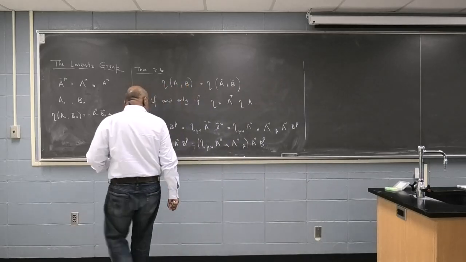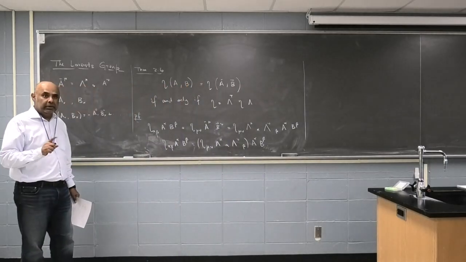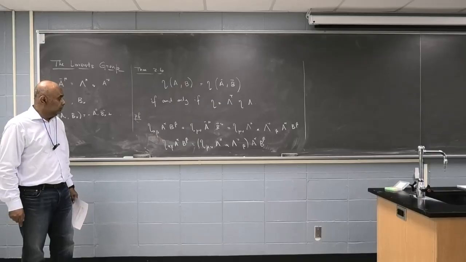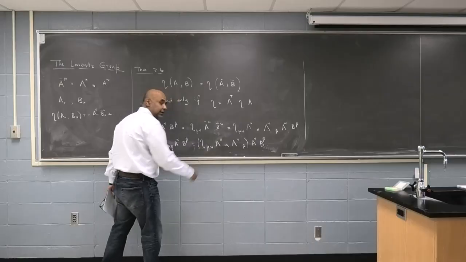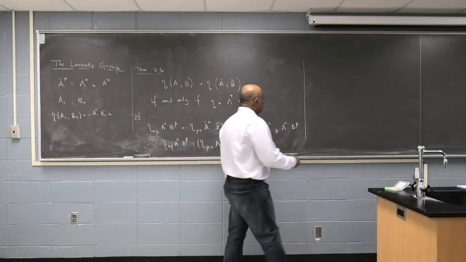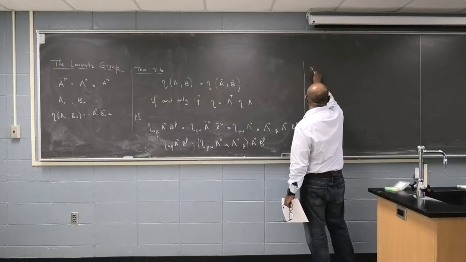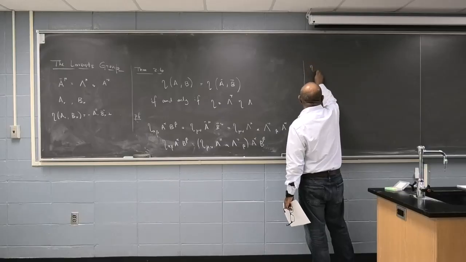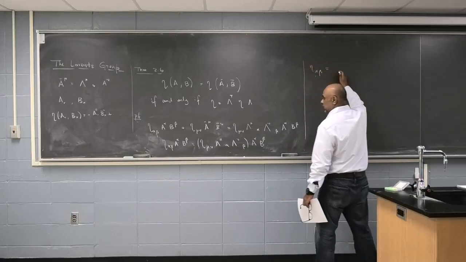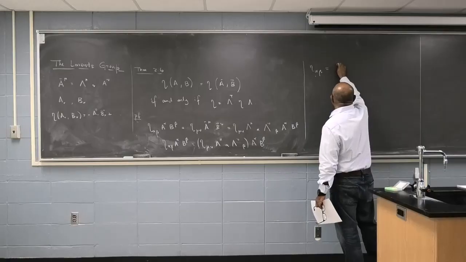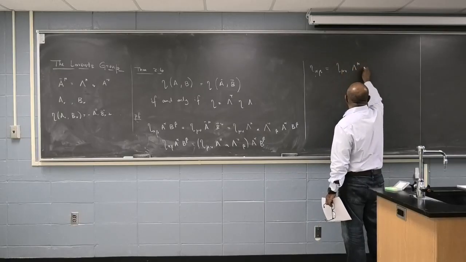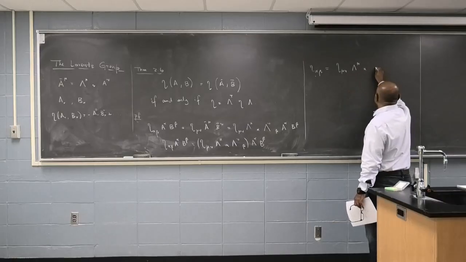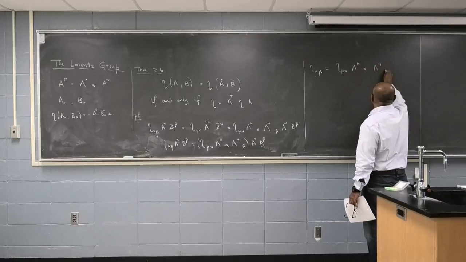When you work out all those combinations, the only way this can work out, and I want you to convince yourself of that argument later on this evening at home, the only way that can happen is if this is equal to that. So we must have that eta alpha beta equals eta mu nu lambda mu alpha lambda nu beta.